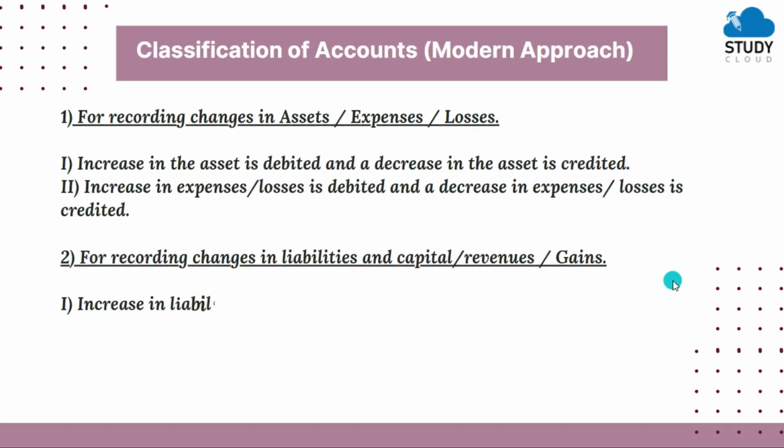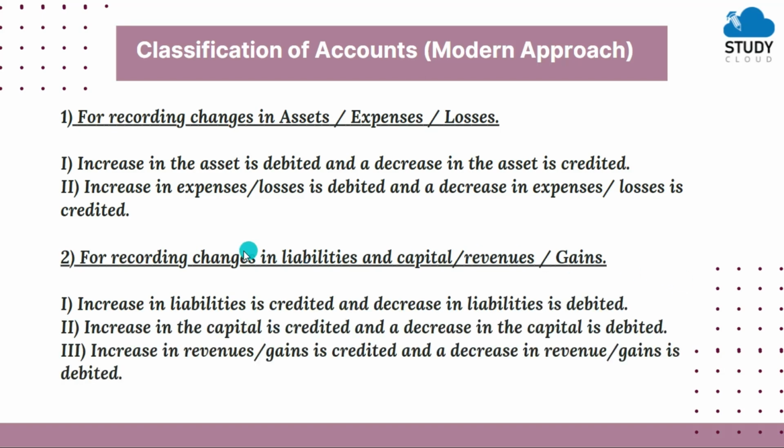So let's see further what we are going to do here. 2 important rules are given to you. First, for recording changes in assets, expenses and losses, what happens if such changes come here? If there is an increase in the asset, we have to write it on the debit side. So increase in the asset is debited and decrease in the asset is credited. Second, increase in expenses or losses is debited and a decrease in expenses or losses is credited.